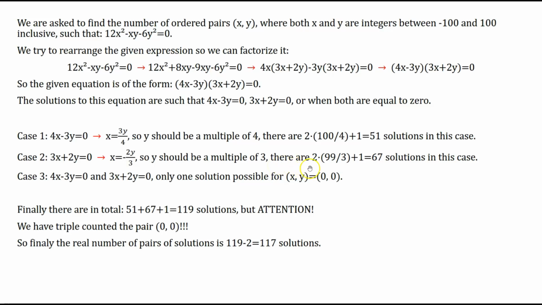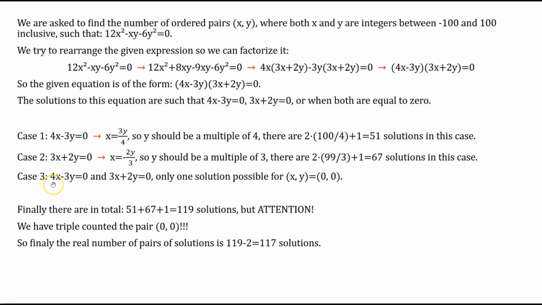We know that between minus 100 and 100, let's say we divide the range from minus 100 to 0 and from 0 to 100. On each side, there will be 99 divided by 3 multiples, times 2, because there are two segments, minus 100 to 0 and 0 to 100. So there will be 33 times 2, 66 solutions, plus 1, which is the ordered pair 0, 0. So in this case, there will be in total 67 solutions.